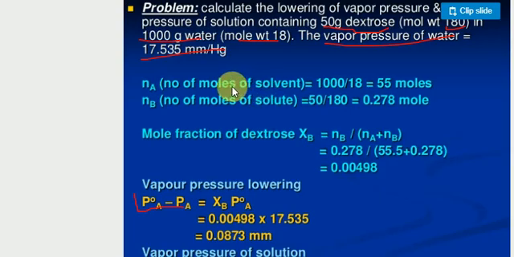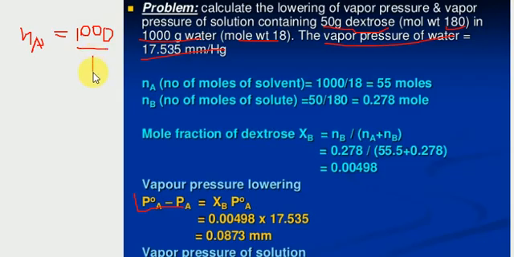So the number of moles of the water molecule: how many moles of water? The given is 50 grams of glucose present in 1000 grams of water. Look here, the solvent weight is given. The solvent is water, and its weight is 1000 grams. Divide by 18, and how many moles do you get? 55.5. This value 55.5 will come here.